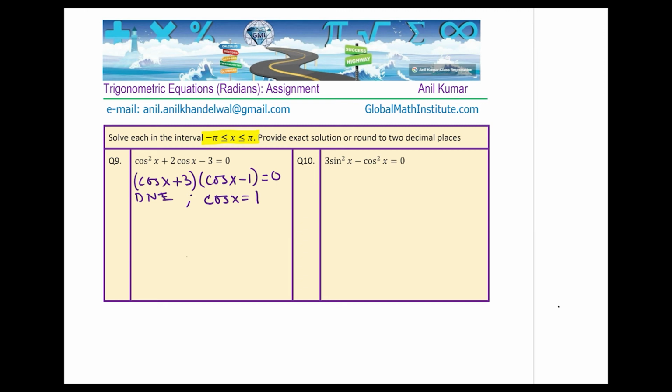Now when is cos x equals to 1? Well, cos x is equal to 1 at 0. We are looking into this interval of minus pi to pi, right? So let me sketch cosine function once again so that it's absolutely clear to you. If I'm looking at minus pi to pi, do you see that? So there is only one value where it is 1, and therefore x equals to 0 is the only solution in the interval minus pi to pi. Clear?